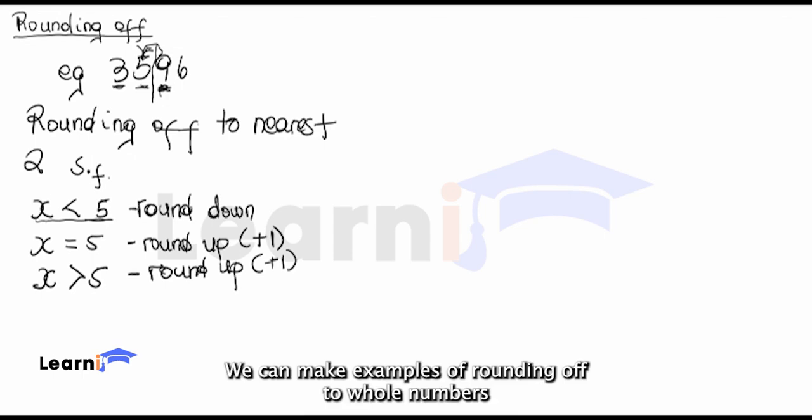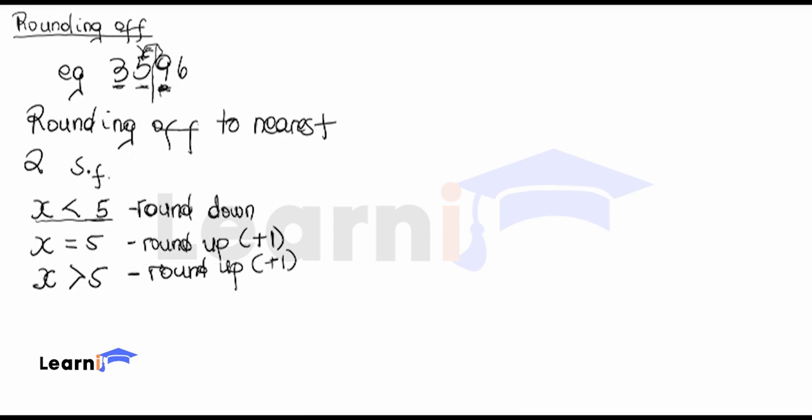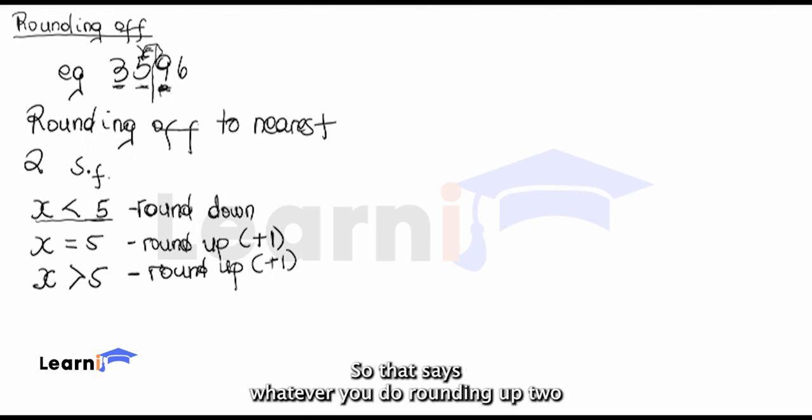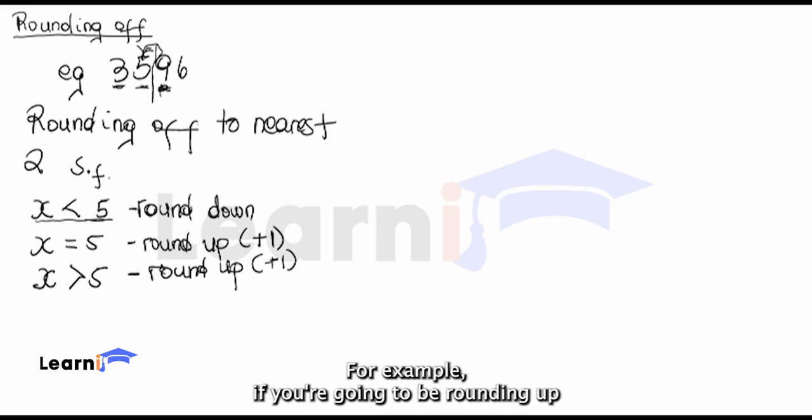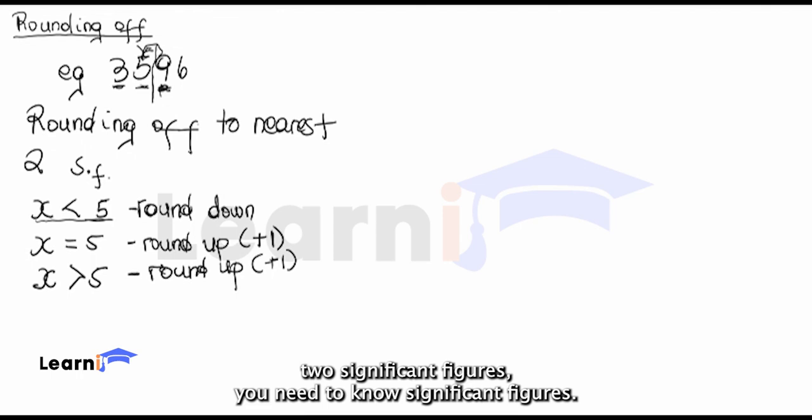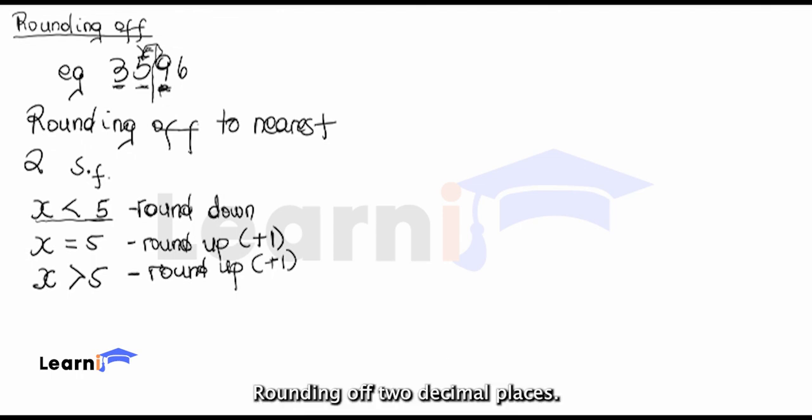We can make examples of rounding off to whole numbers, to significant figures, to decimal places. Whatever you'll be rounding off to, you just have to know what you're talking about. For example, if you're rounding off to significant figures, you need to know significant figures. Rounding off to decimal places, you need to know what a decimal number is, and whole numbers, etc. So we're going to look into exercises that appear in our material where we are rounding off numbers.